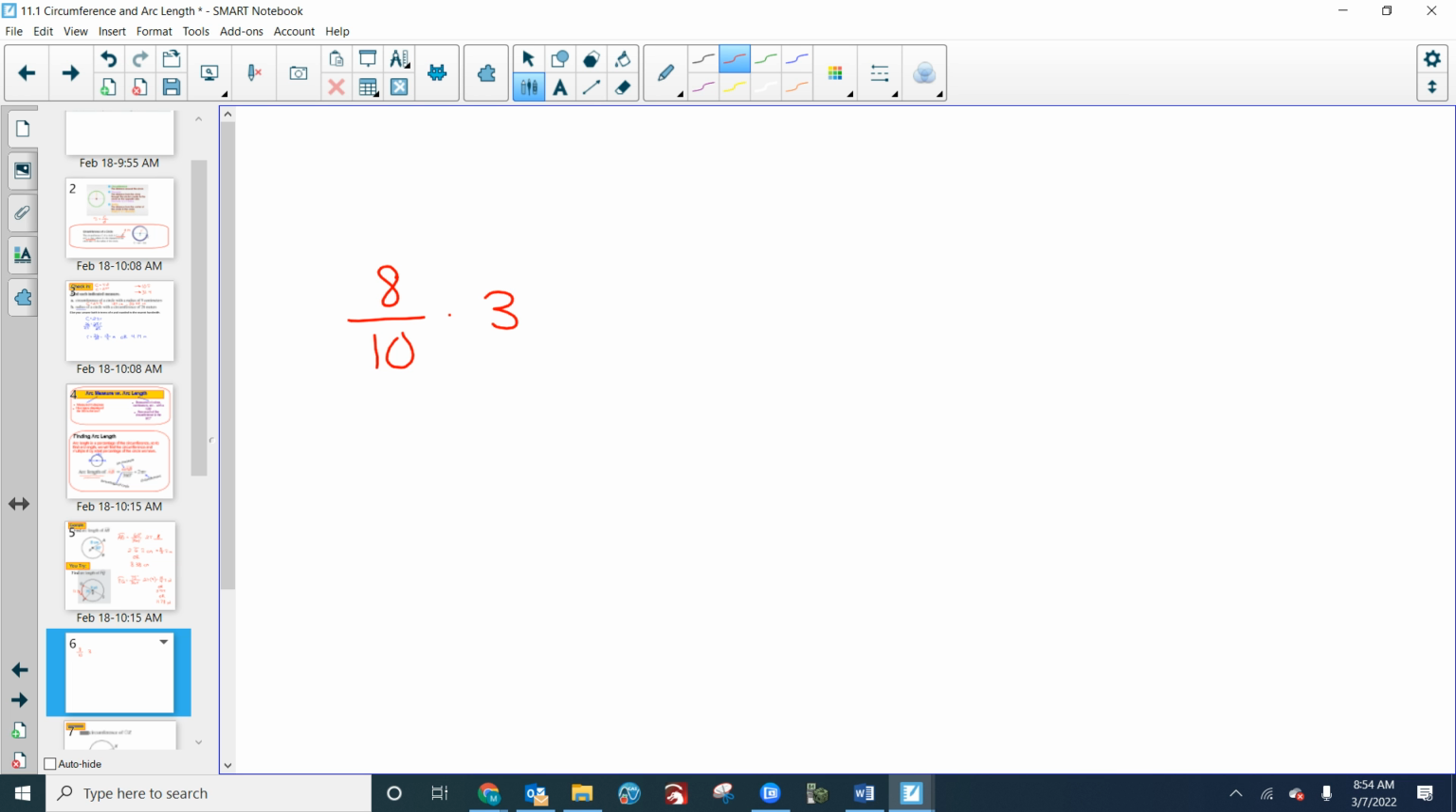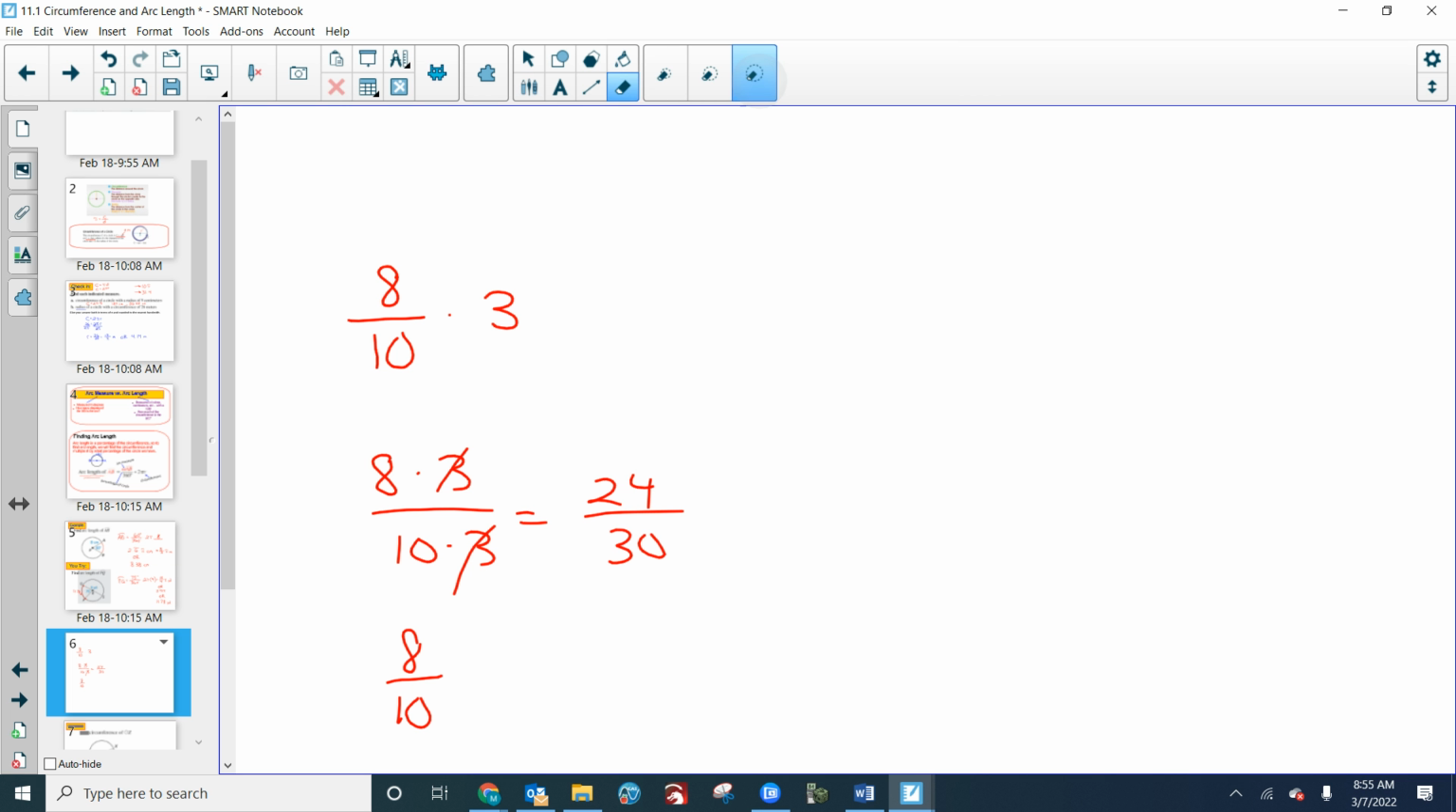How about that? 8/10 times 3. Is the 3 with the 8, with the 10, or with both? If it's with both, then it would be 8 times 3 over 10 times 3, which is 24 over 30. Or 8/10. Is 8/10 times 3 8/10? No, so it can't be with both, right? If it's with both, it would cancel and make 1 every time. Yes? Can't be with both.